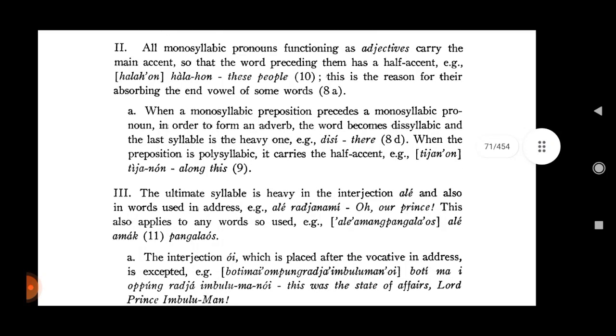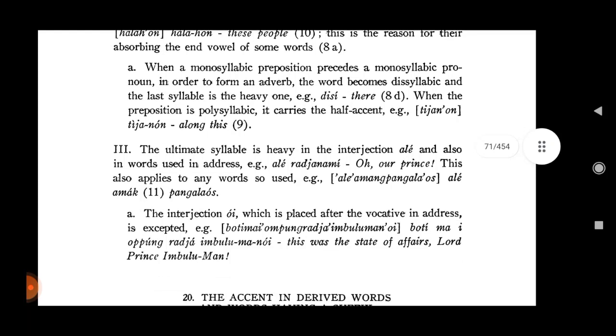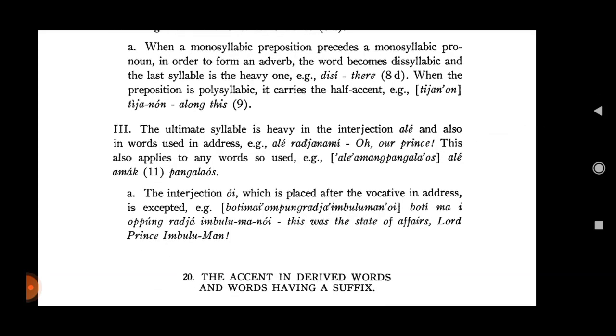All monosyllabic pronouns, functioning as adjectives, carry the main accent, so that the word preceding them has a half accent, e.g. halak on these people. This is the reason for absorbing the end vowel of some words. When a monosyllabic preposition precedes a monosyllabic pronoun in order to form an adverb, the word becomes dissyllabic and the last syllable is the heavy one, e.g. there. When the preposition is polysyllabic, it carries the half accent, e.g. tia non, learn this 9.